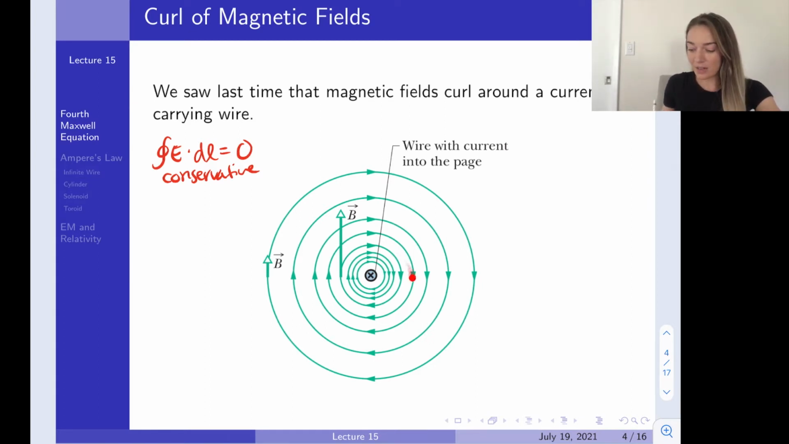Now, we can see here that the integral around a closed path in the magnetic field is not going to be zero, because as we trace around one of these loops here, there's magnetic field in every point of our closed path. So we can see here that the line integral of the magnetic field around a closed path is not going to be zero. And this is our final Maxwell's equation.